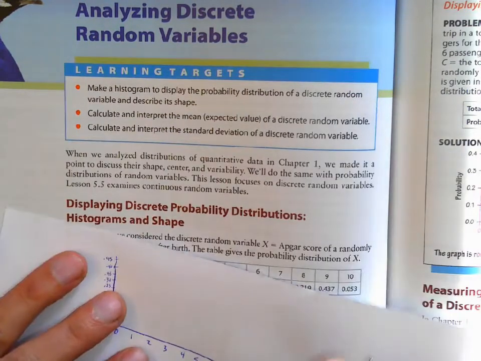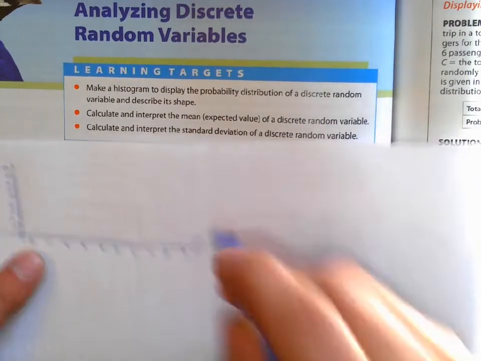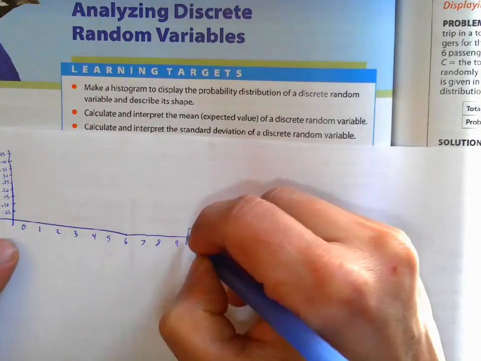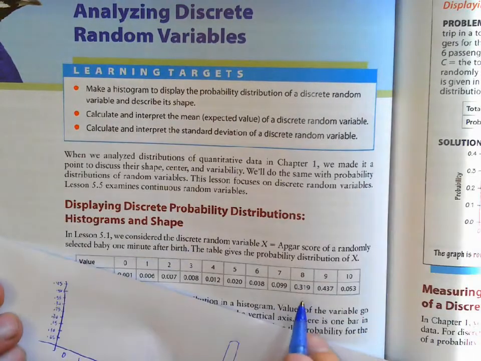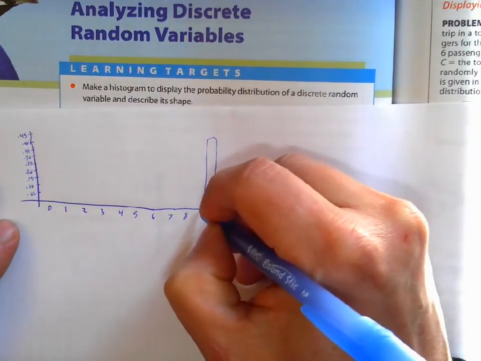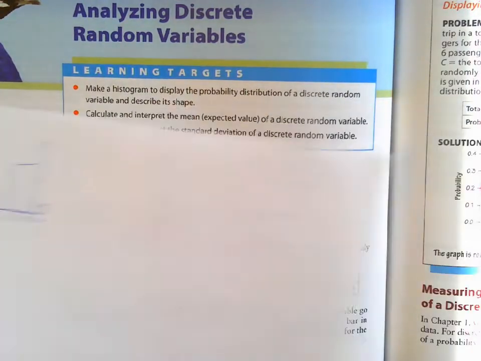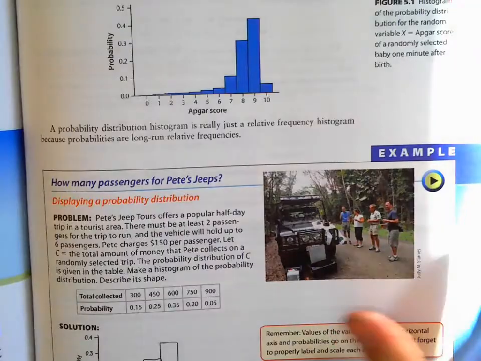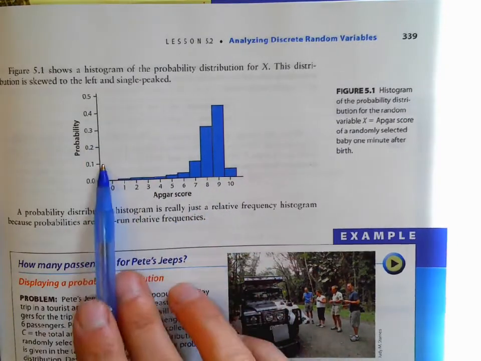So at 10 it was 0.05, so it would be about there. At 9, 43%, so that's one that goes way up there. At 8, 32% would be about there, and so on. So this is what that should look like at the end. So you have the score and their probabilities.